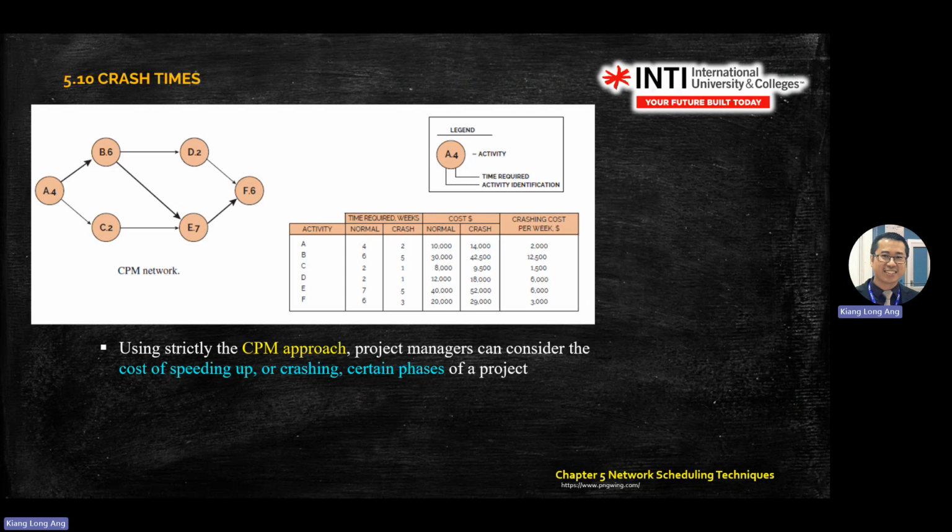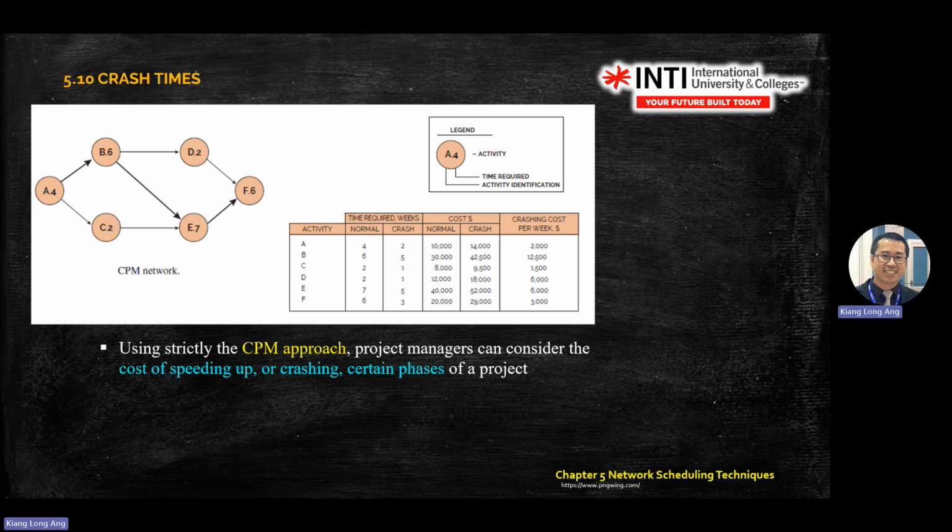So activity A is 4 weeks. B, 6 weeks. C, 2 weeks. D, 2 weeks. E, 7 weeks. F is 6 weeks. Then you have one more column here, crash: 2 weeks, 5 weeks, 1 week, 1 week, 1 week here.